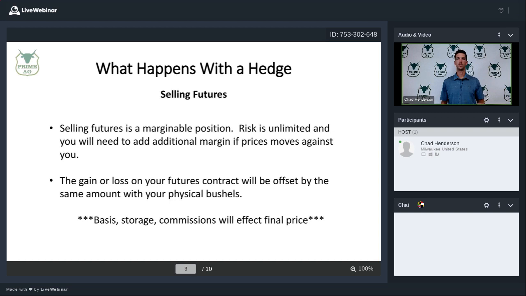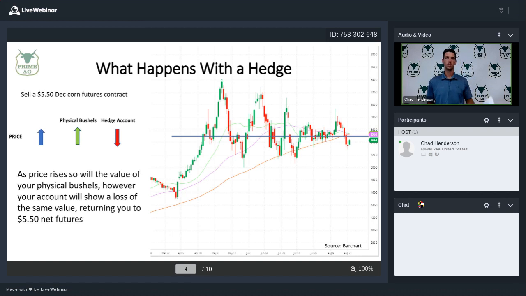As we go into these examples here, keep in mind there are basis, storage, and commission considerations that you'll need to consider that will affect your final price. But we're just going to talk about futures to keep everything simple and clean and easy to understand. So going forward, selling a 550 December corn futures contract. Let's say you like the price of corn at 550, so you decide to sell a futures contract. Here's how things are going to break down.